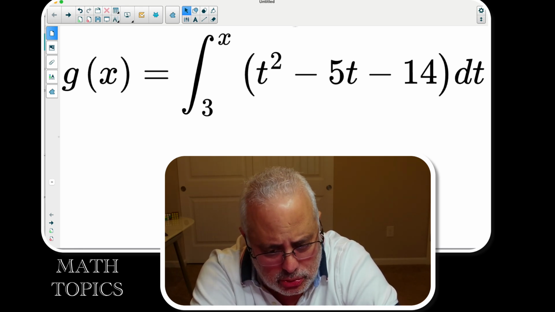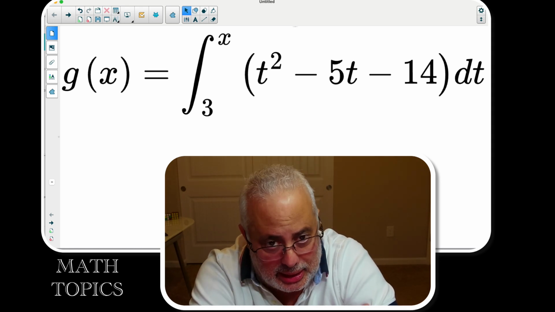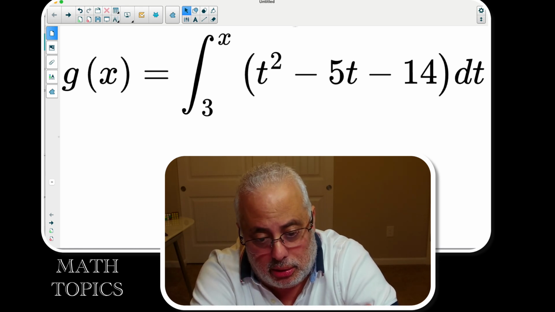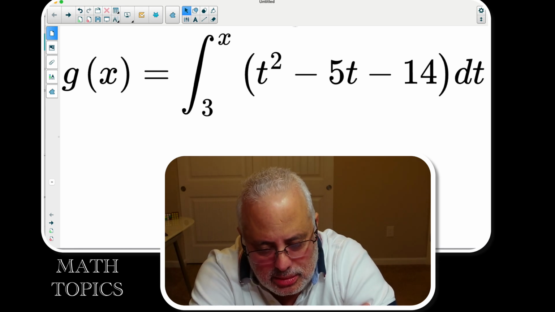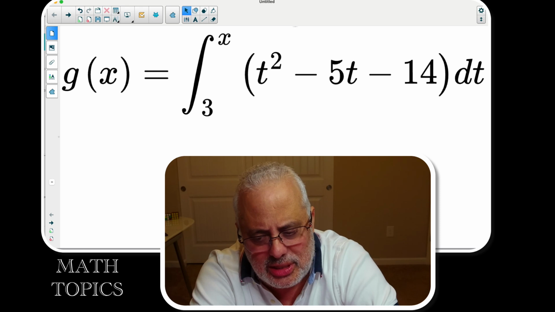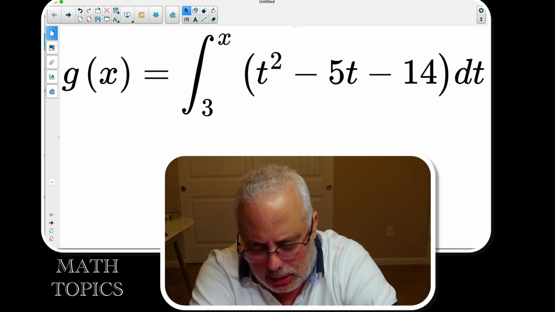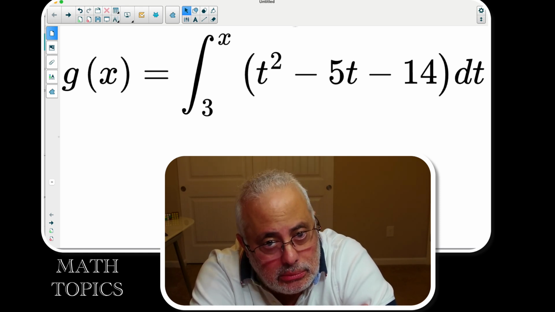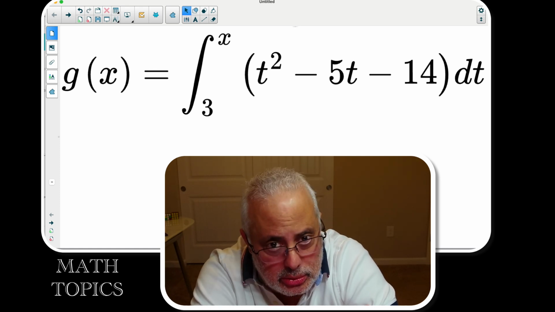And the expression that you see right there on the board, that is an integral, is a function g of x, which is an integral from 3 to x of that quadratic expression t squared minus 5t minus 14. It is an example that I just brought here today that contains what I'm talking about and the idea of the video today, inverse operation.